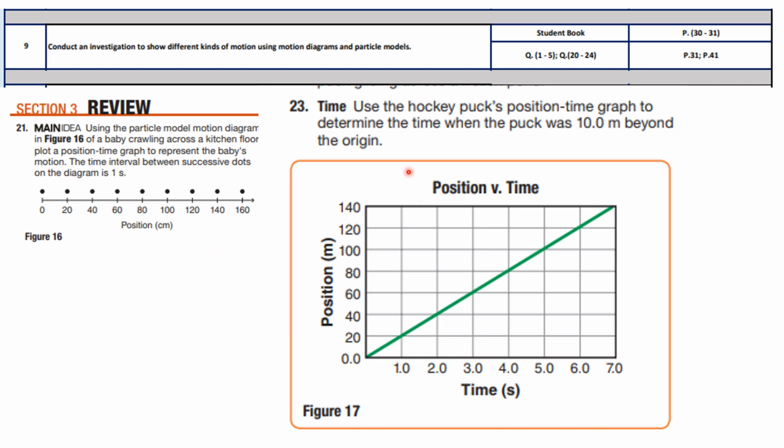Here is another example. Use the hockey puck's position time graph to determine the time when the puck was 10 meters beyond the origin. So 10 meters. Which axis describes the distance or the meter? The y-axis here. They are talking about 10 meters, so it's the point between 0 and 20, in the middle, which is 10 in this case. So I bring a line and I see where it hits the green line. And here it is the time for 10 meters, which is 0.5 seconds.